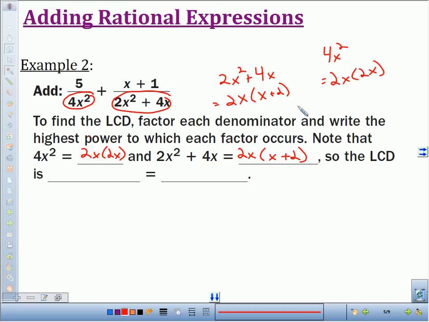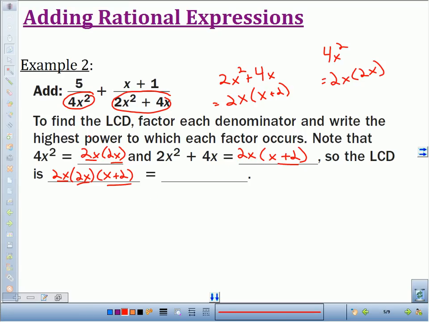That means that my least common denominator is 2x, because both of these have one 2x in them. Another 2x, because one of them has another 2x in it. And x plus 2. Notice what I've done here. I had two 2x's and an x plus 2.